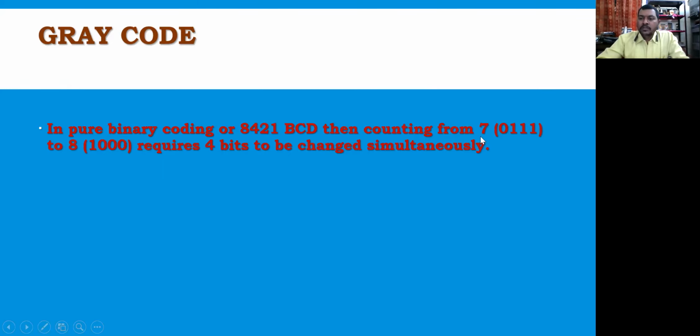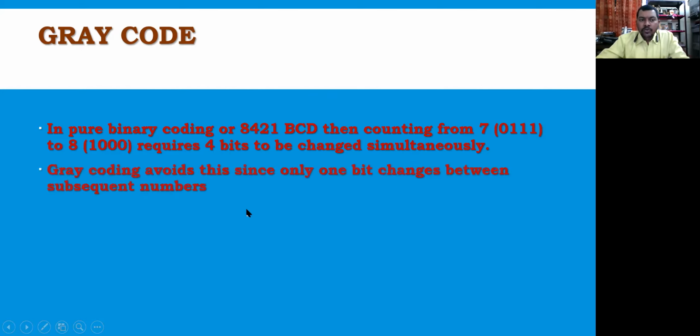So counting from 7 to 8, earlier it was 0111 and then it has to shift to 1000. So it requires 4 bits to be changed simultaneously. Before that, it requires only 3 bits to be changed. So gray coding avoids this, since only 1 bit changes between subsequent numbers. So gray coding avoids this technical difficulty of changing, say, 4 bits, right?